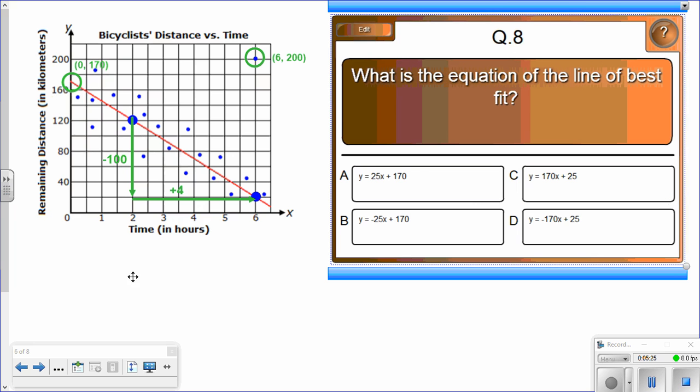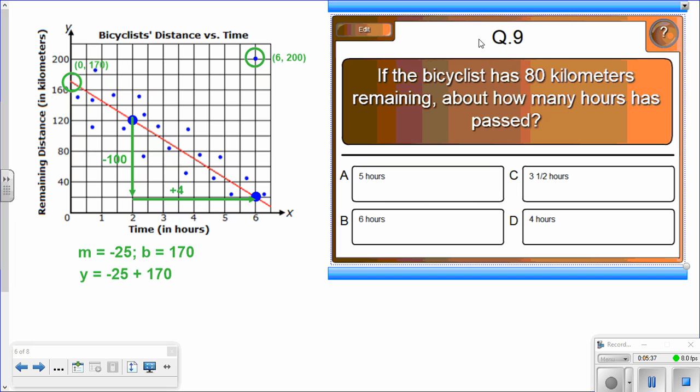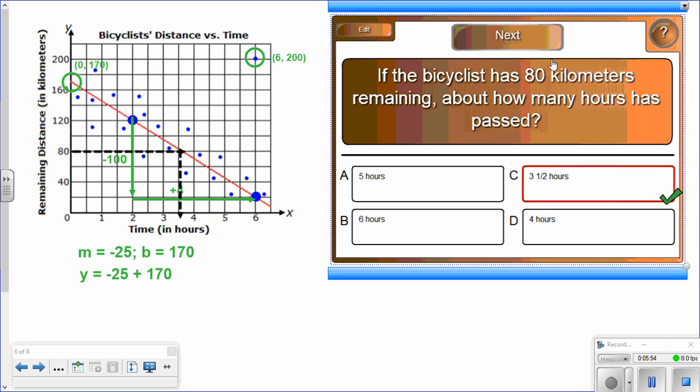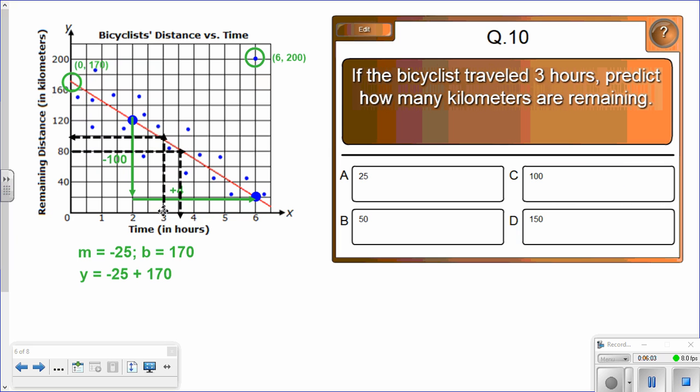What is the equation of the best fit line? Now we have the slope and we have the y-intercept, so it's y equals negative 25x plus 170. If the bicyclist has 80 kilometers remaining, about how many hours has passed? He's got 80 kilometers left, and we'll follow that over to the red line and down, so about 3.5 hours. If the bicyclist traveled 3 hours, how many kilometers are remaining? We'll travel here from the 3 up to the red line and over to 100.